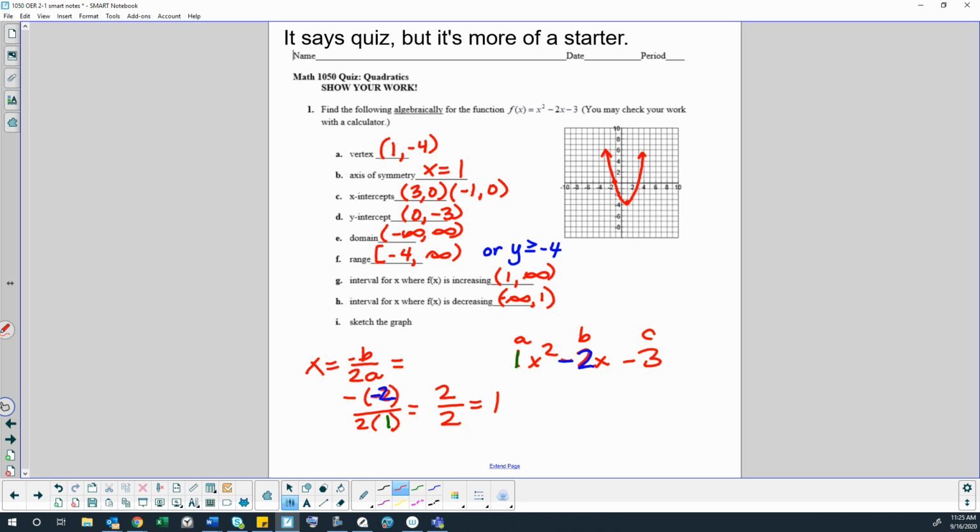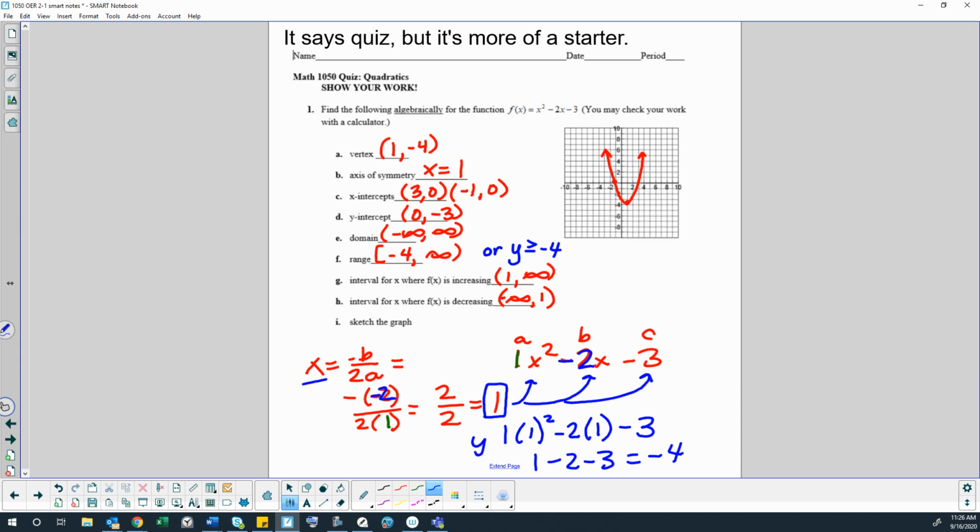So now to find the y value, or k, so this is h. To find the y value, or k, we actually just plug it in. So we're going to plug this in here, there, and there. So that gives us 1 times 1 squared minus 2 times 1 minus 3. So that's 1 minus 2 minus 3. So 1 minus 5, which is negative 4. So we have x is 1, and y is negative 4. So that's our h and k for our vertex, (1, -4). And so I've got the vertex right there.